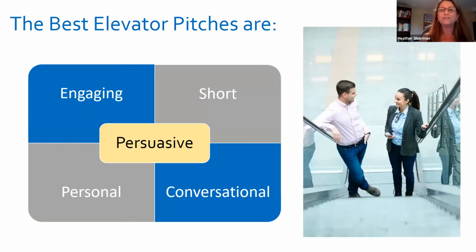So just to close out, a reminder that the best elevator pitches are engaging, personal, and very conversational. They are short, so you want to keep it ideally to 30 seconds or shorter, and most importantly, they're persuasive. It's a chance to take what you're working on and to engage and reach out to other audiences that you may not always have access to. And again, I highly encourage everyone to put together their own elevator pitch.